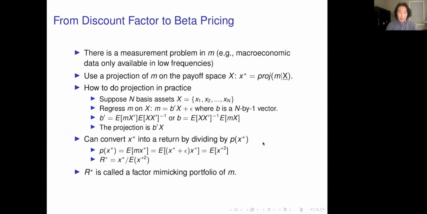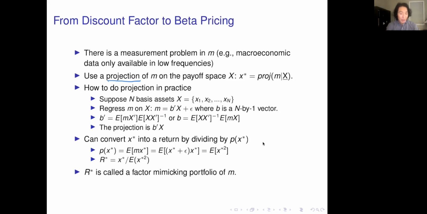So we will project the stochastic discount factor, or consumption growth, or marginal utility, on the payoff space. So we will use the return data, or we will use the financial data, to proxy the stochastic discount factor. That we call projection. Projection is simply the linear regression. So we are getting the linear combination of payoffs that can proxy the stochastic discount factor very well.